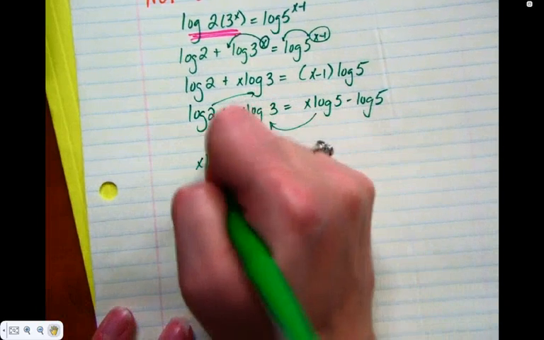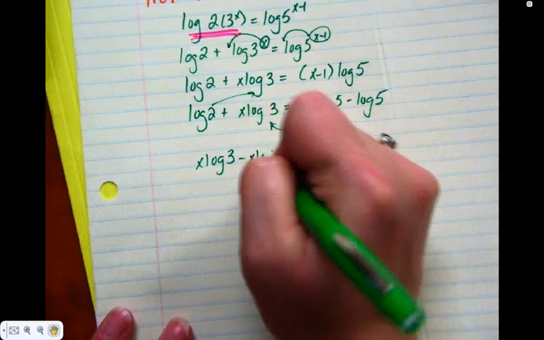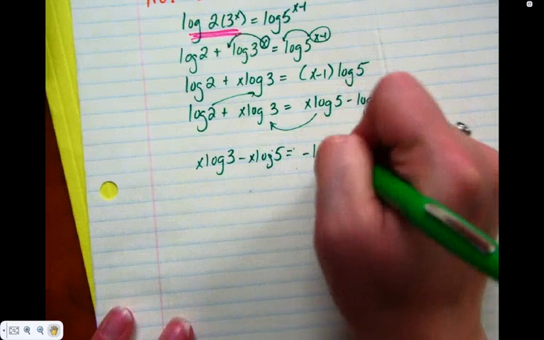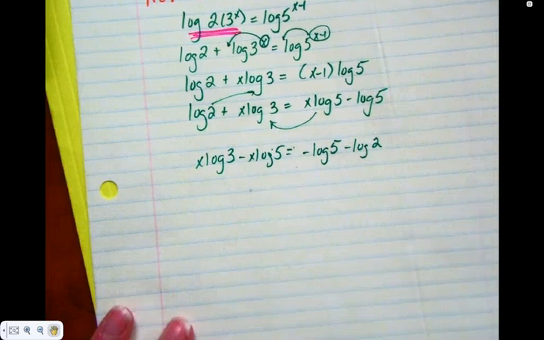Okay, so I'm going to have an x log 3 minus x log 5. And this one I already had a negative log 5 minus log 2.